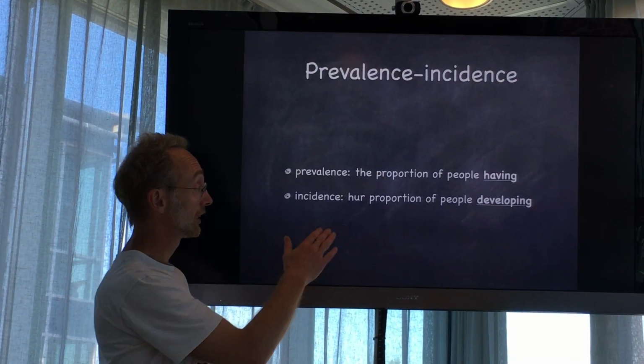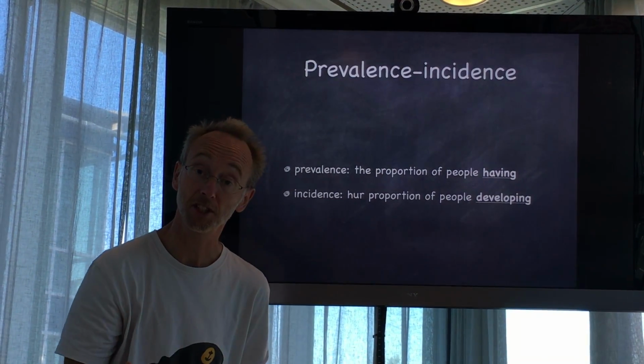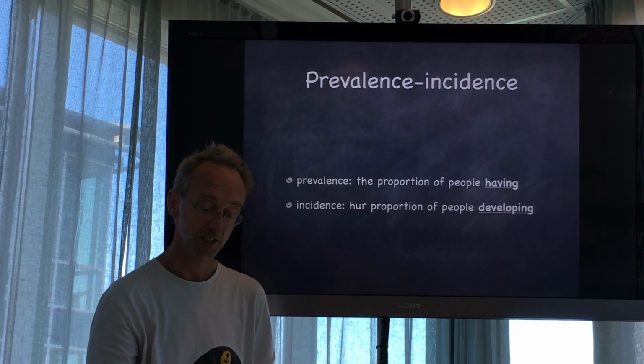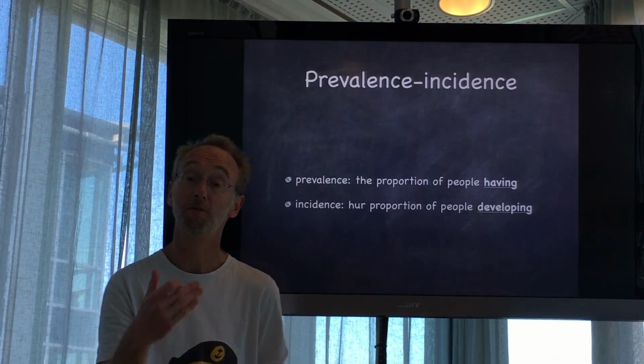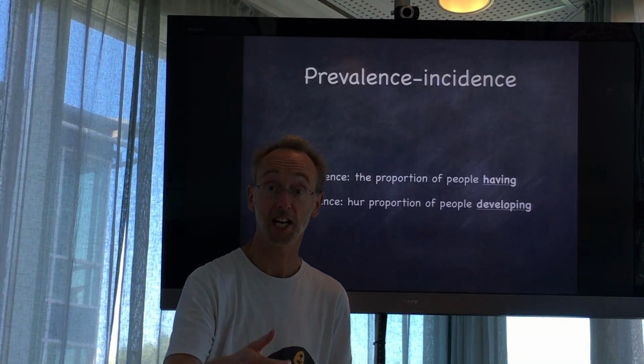In summary, prevalence, the proportion of people having a disease. Incidence, the proportion of people developing a disease per time unit.